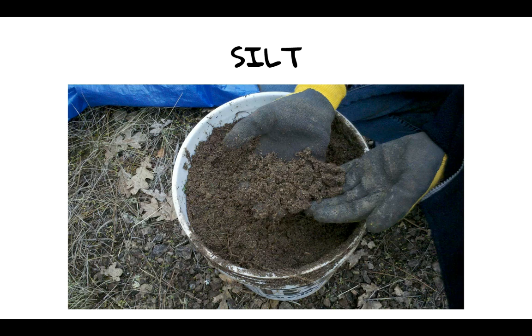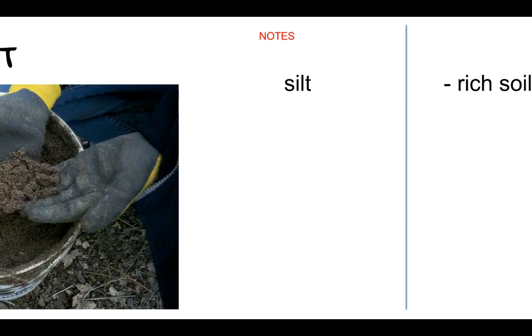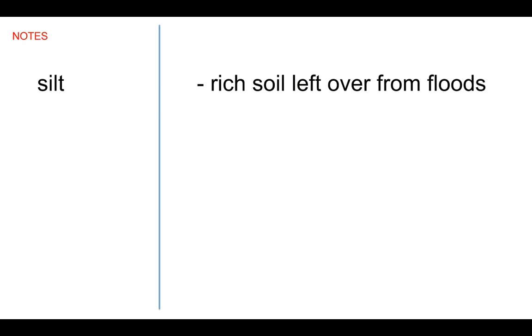This is a picture of silt. See how dark and wet and just like muddy it is. It looks like the best kind of dirt for growing plants. Please pause your video and write down what silt is. Remember to circle key vocab, so silt would be a good word to circle.